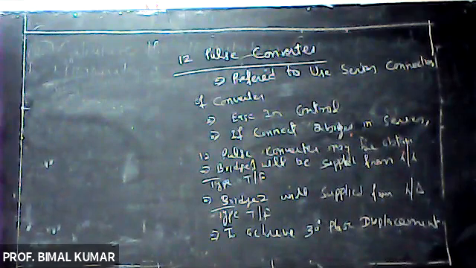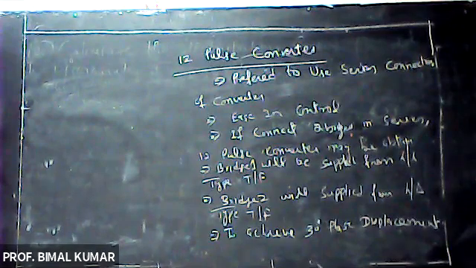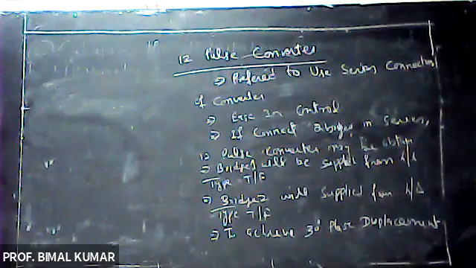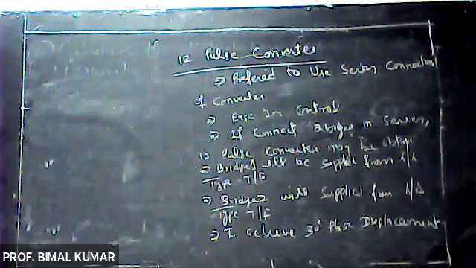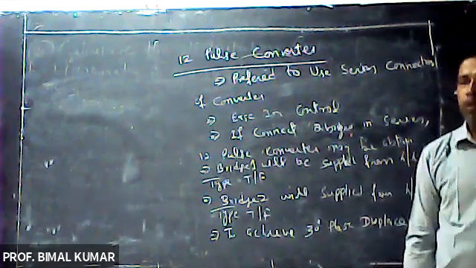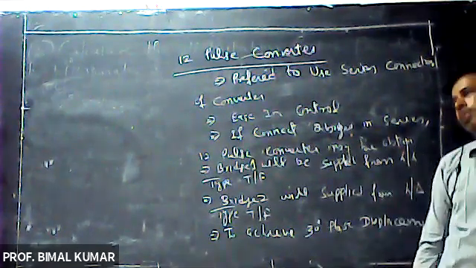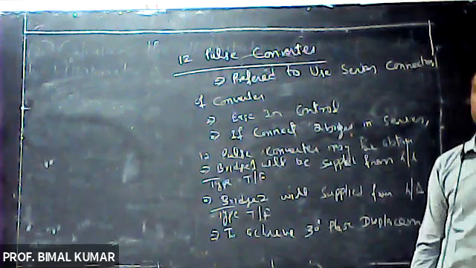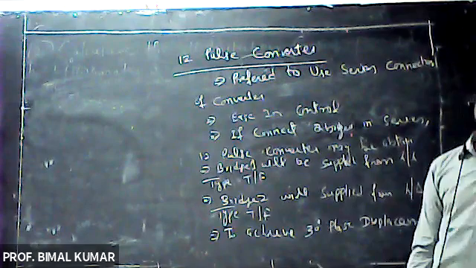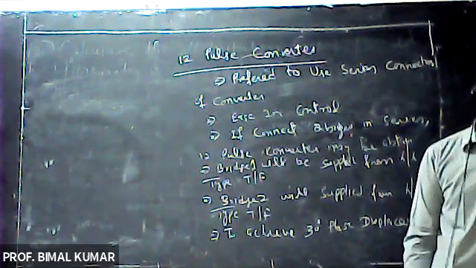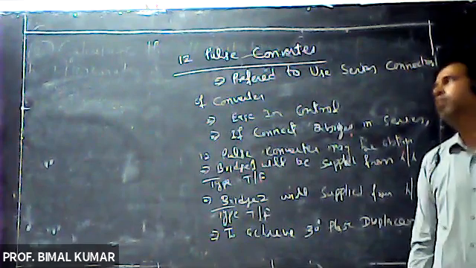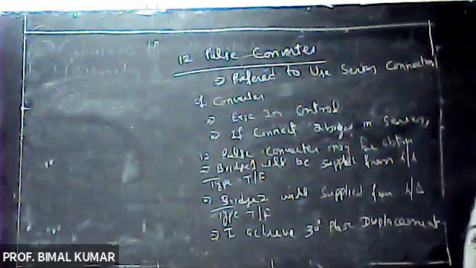30-degree phase displacement, because phase displacement is equal to 360 divided by number of pulses. If number of pulses are 6, that means 360 by 6. What is the phase displacement? 60 degree. And if number of pulses are 12, then it will be 360 by 12, 30 degree, right?